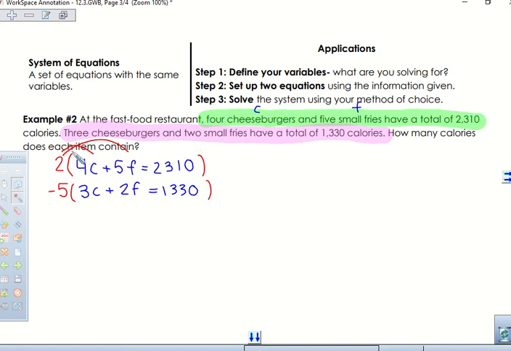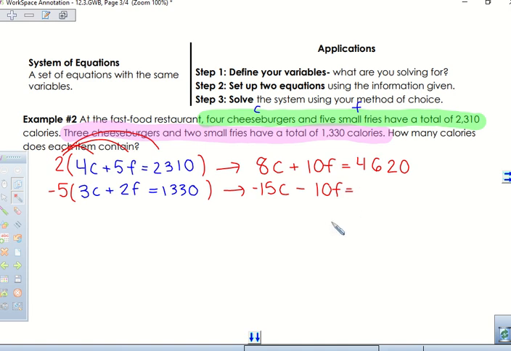So I'm going to use the distributive property here, okay? So we end up with 8C plus 10F equals 4,620, is that right? And then the next one comes out to be -15C minus 10F equals, I don't know, I'm going to have to do that in the calculator.